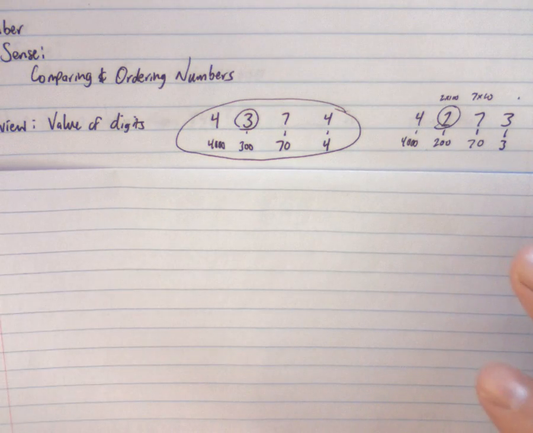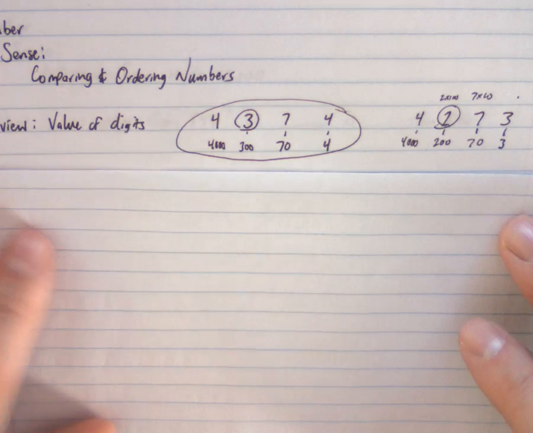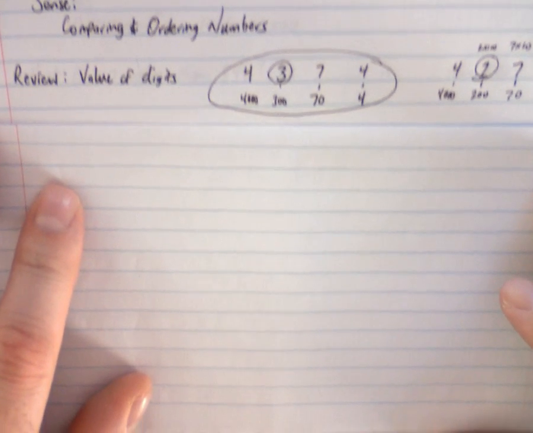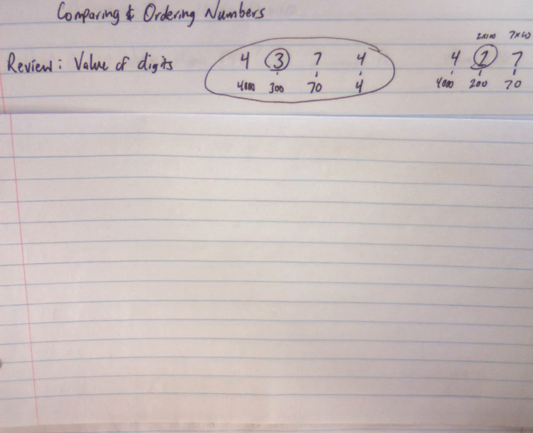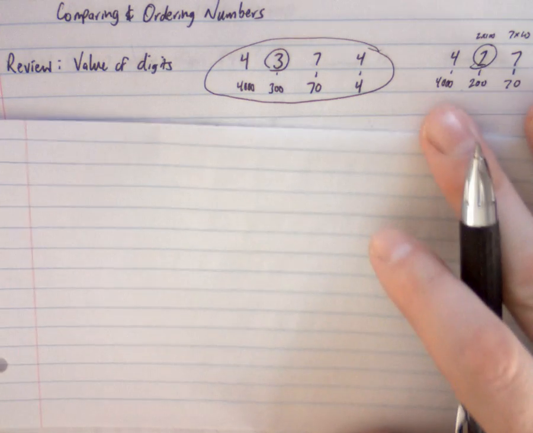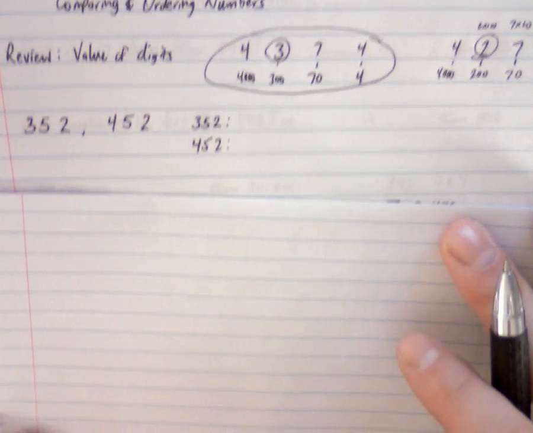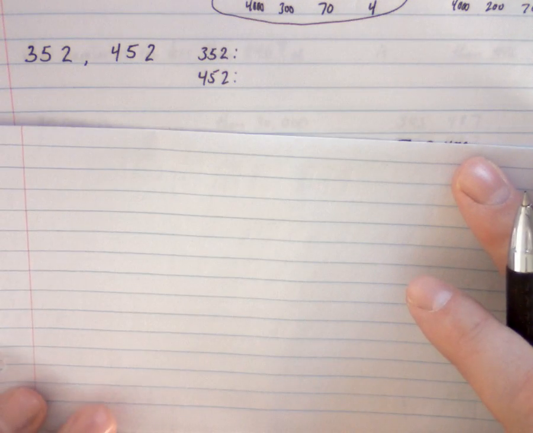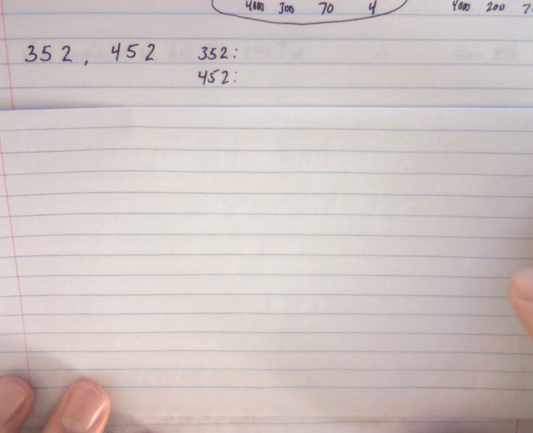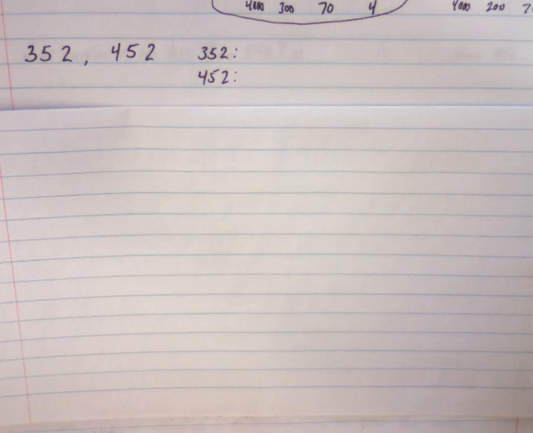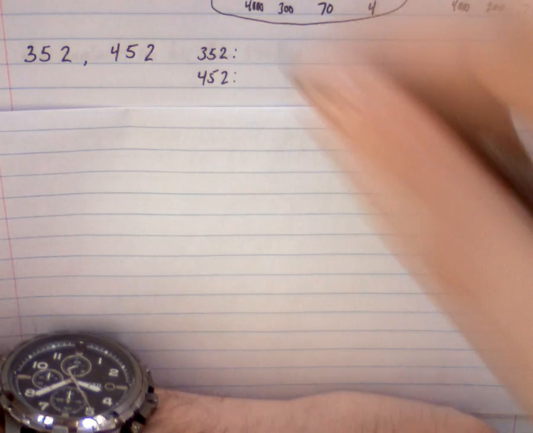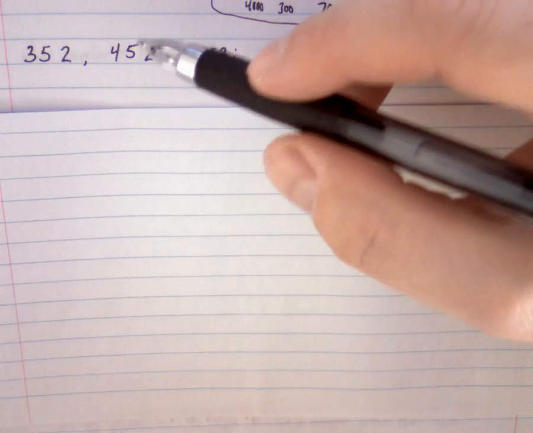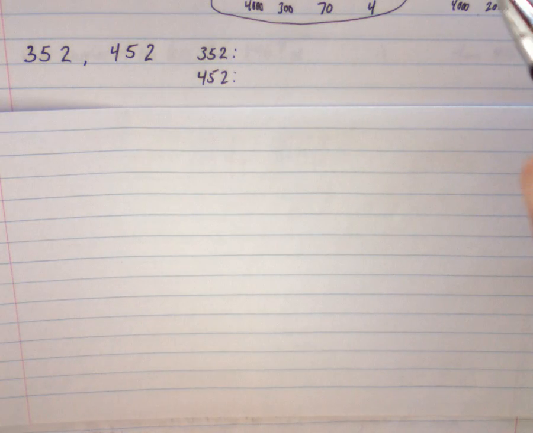So we're going to figure out why and how, because we can't just look at a number and assume it's bigger, because some of us just can't do that. We need to know a method of how to figure this out. If we look at these two numbers, 352 and 452, we want to know which number is bigger. How can we know without just looking at the two and deciding? Well, we can expand it.